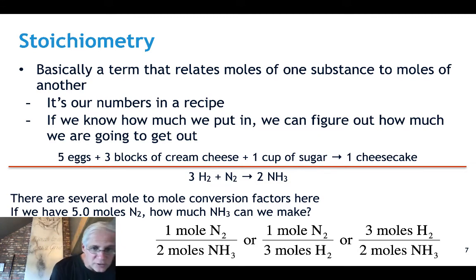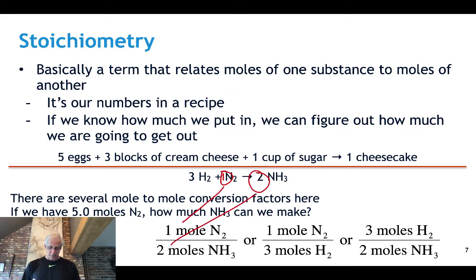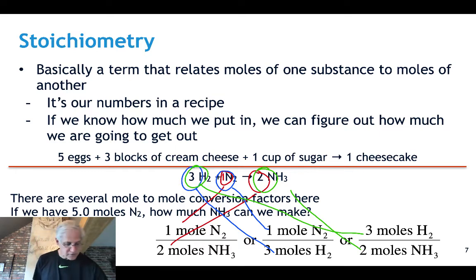And you might wonder where those numbers came from. Well, they came from the balanced reaction. So remember, there is a 1 in front here. So I have 1 mole of N2 for every 2 moles of NH3. I have 1 mole of N2 for every 3 moles of H2, or, changing the color again, 3 moles of H2 for every 2 moles of NH3. Okay, that's all that's doing is setting up all of those conversion factors.